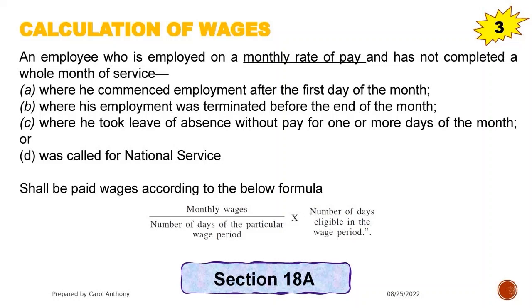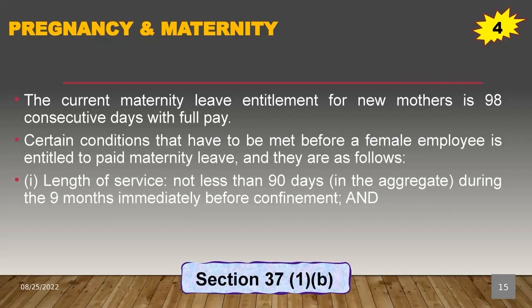Okay, so we were here, calculation of wages. Now we go on to pregnancy and maternity. Previously it was 60 days, and currently it is still 60 days. From 1st September, you will need to give 98 days for all female employees if they meet the criteria.